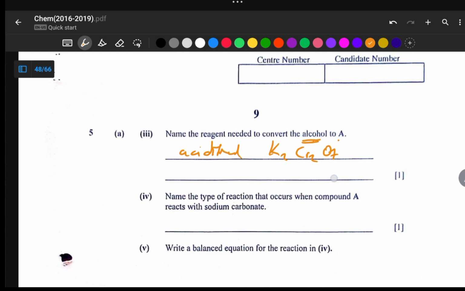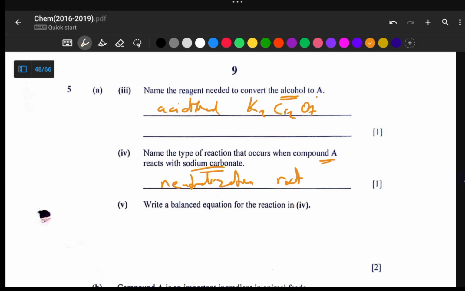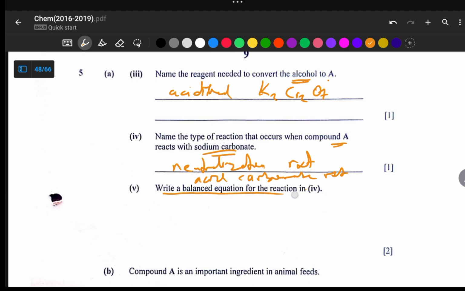And then the next question says name the type of reaction that occurs when compound A reacts with sodium carbonate. So we are having the reaction between a carbonate and an acid. So this is a neutralization reaction. Neutralization can be between a base and an acid, and also a base and a carbonate. So this one can also be called an acid carbonate reaction. And then we move on to the next part.